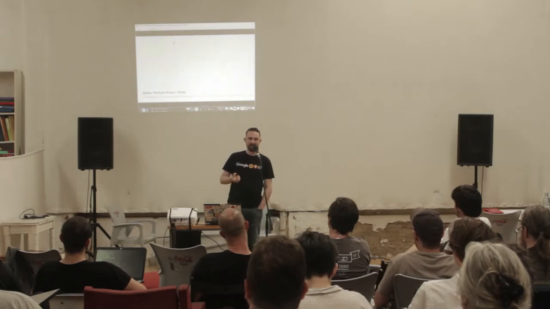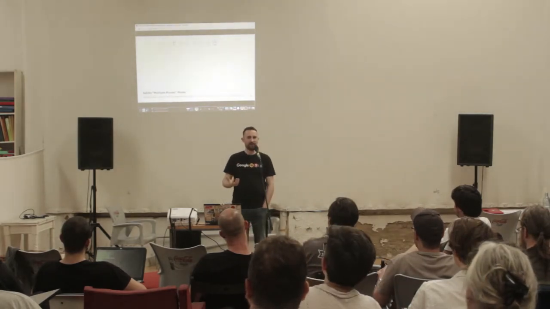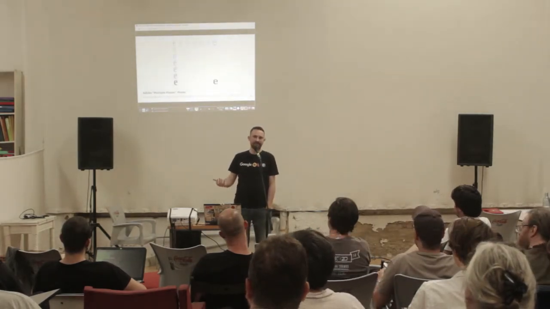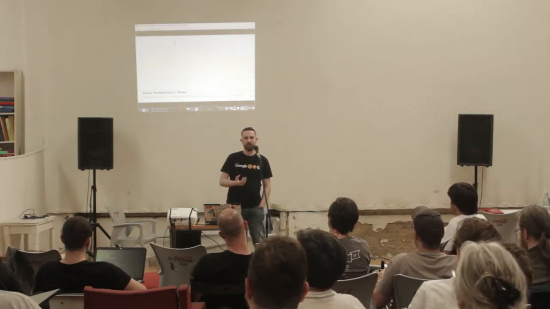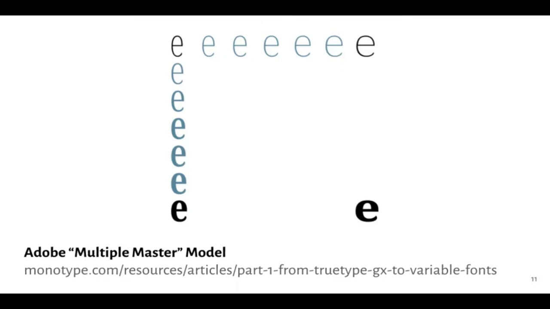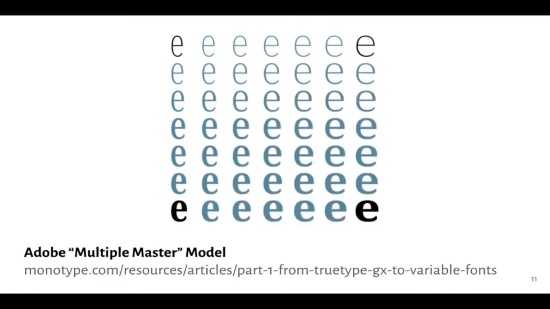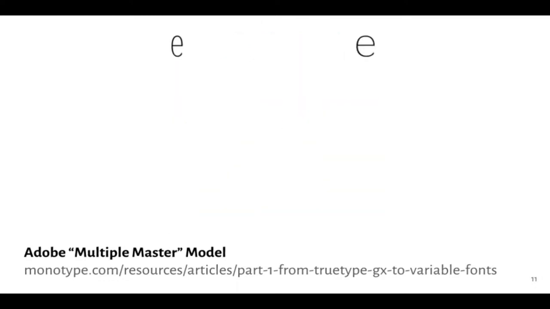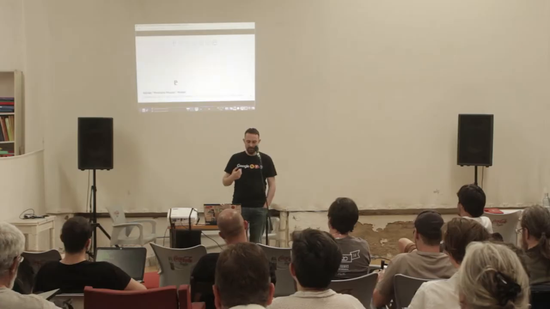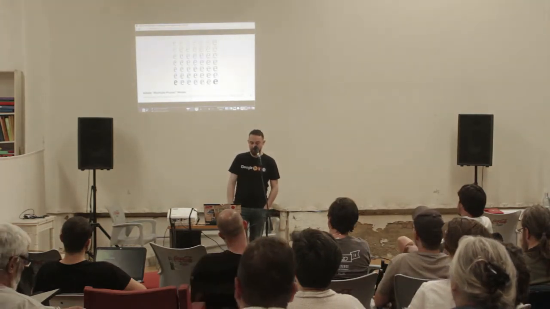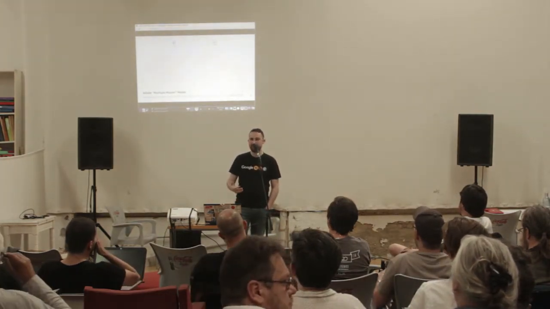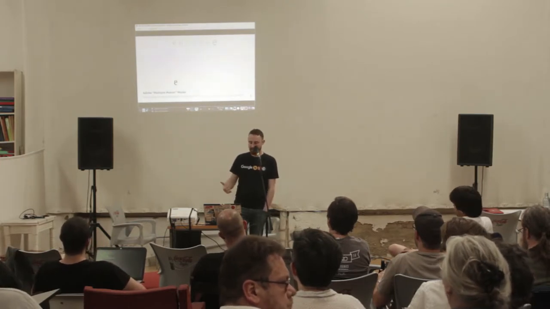And unfortunately, the default style that you typically want is in the middle of that space. And so if you're interpolating those four corners, the center is maybe going to be a mix of those four things and is maybe going to be compromised in terms of its design. And this diagram showing this is from the Monotype blog. They have a great three-part series about the history of this technology.